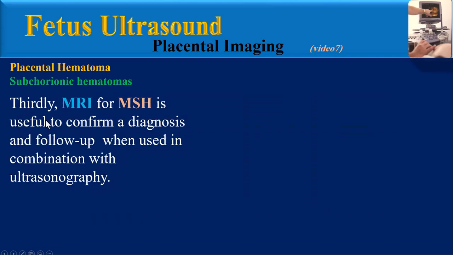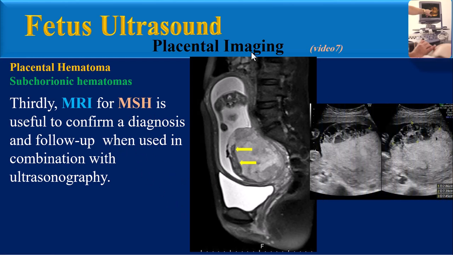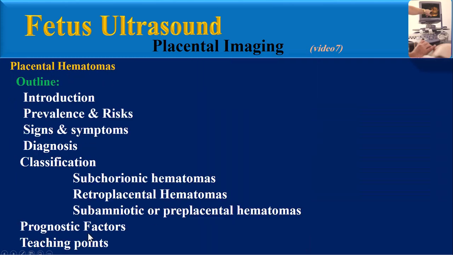Another practical point: MRI for massive subchorionic hematoma is useful to confirm diagnosis and for follow-up when used in combination with ultrasonography. This T2 MRI image at 24 weeks gestation shows that the placenta is heterogeneous and enlarged. This arrow indicates a fluid level in the image, which correlates with the fluid level as we can see in the ultrasonographic finding.